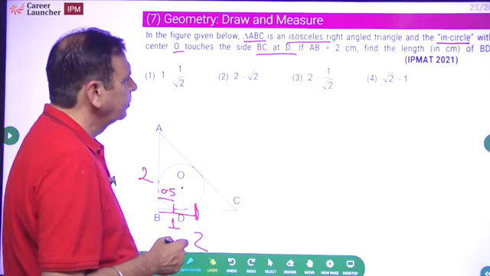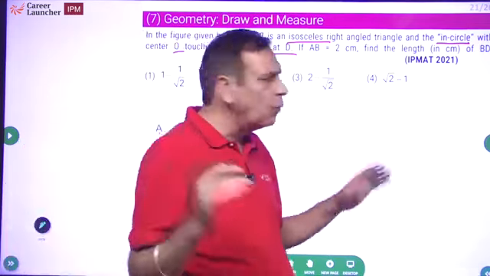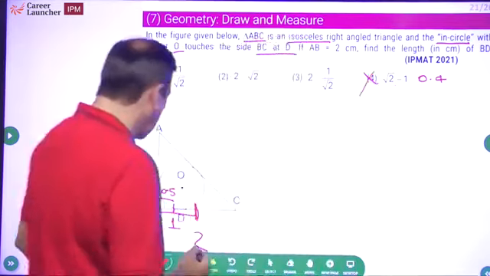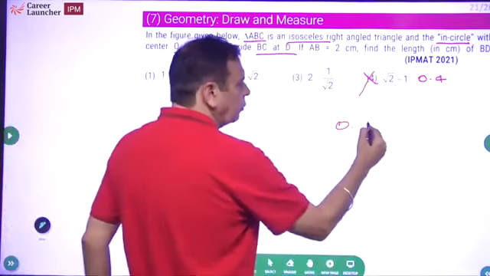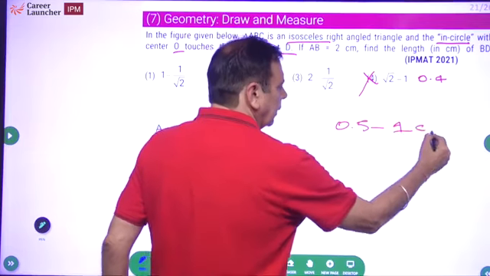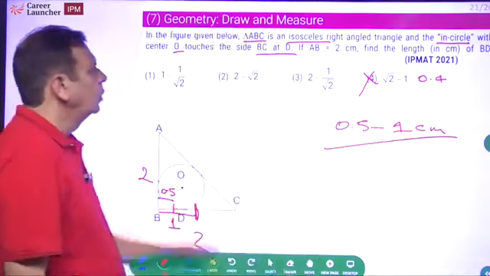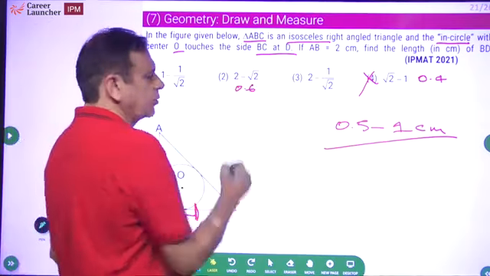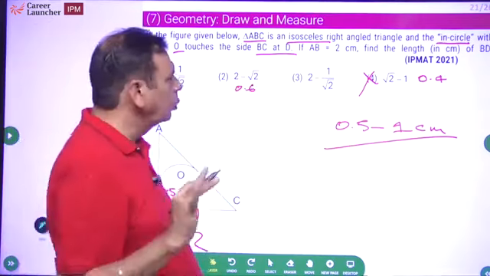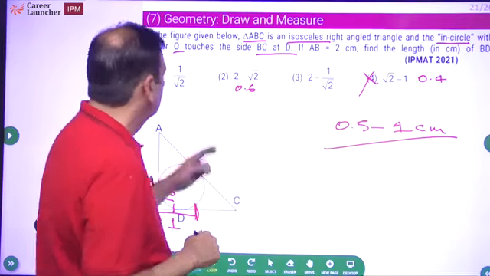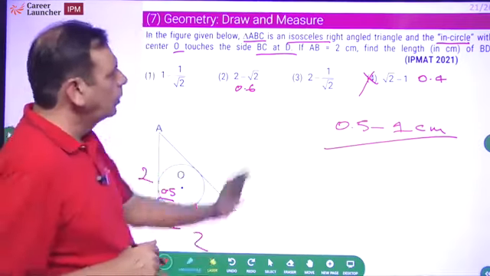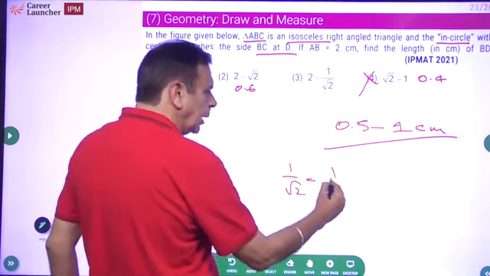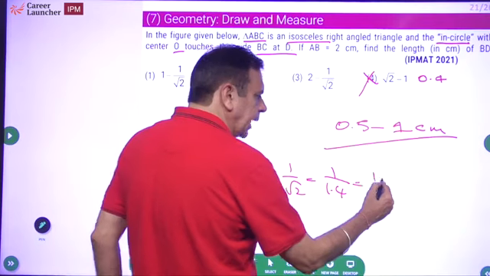Let's look at the choices. How much is root 2? 1.414. This means this is 0.4. Wrong choice, because your answer needs to be between 0.5 centimeter and 1 centimeter. Right? 2 minus root 2 is 0.6. I am taking root 2 to be about 1.4. Now 1 upon root 2 and 1 upon root 2. How much is 1 upon root 2? 1 upon root 2 will be 1 upon 1.4 or 10 upon 14.